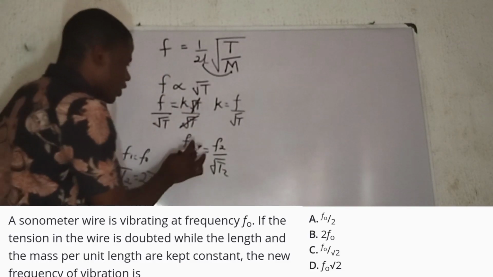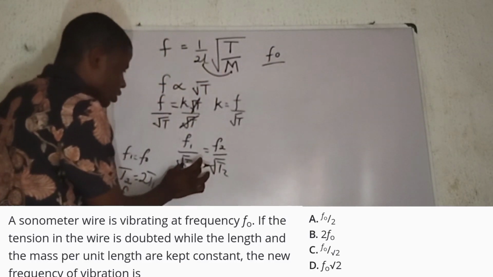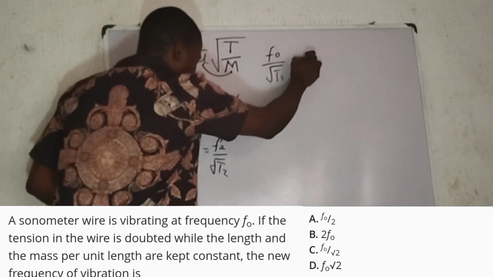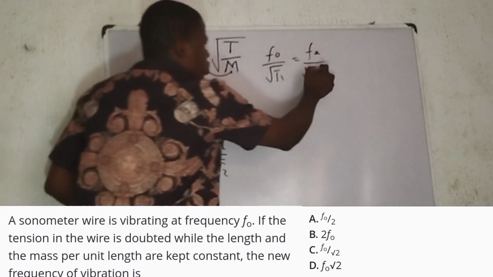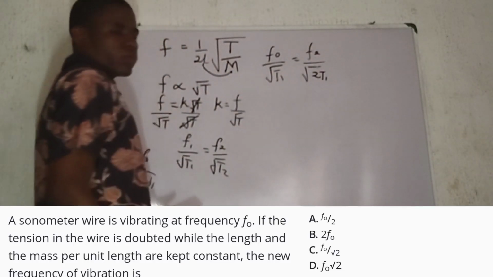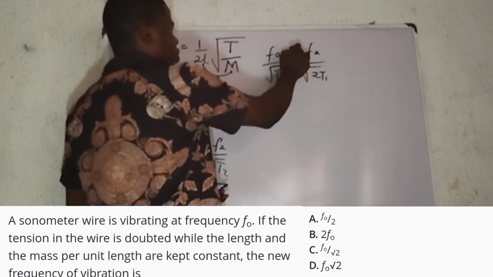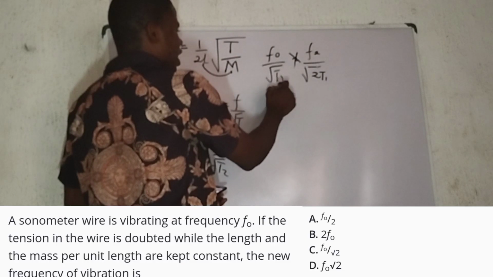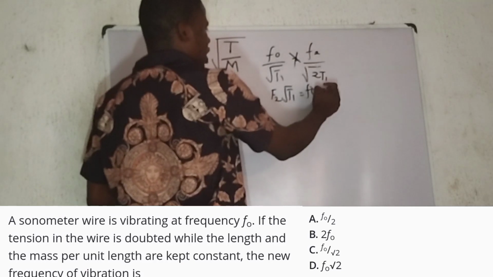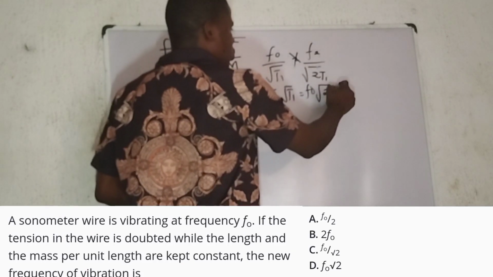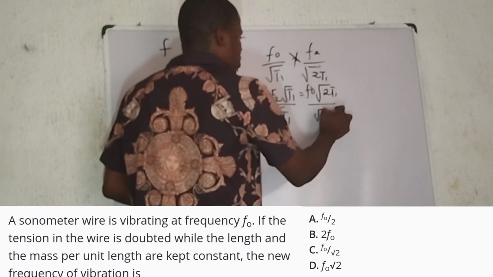From here I can see that F1, which is F0, over square root of T1 equals F2, that we are looking for, over square root of T2, where T2 equals 2T1. Now, let's make F2 subject of formula. Cross multiply: F2 square root of T1 equals F0 times square root of 2T1, all over square root of T1.